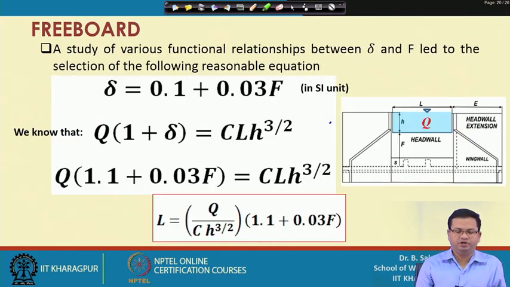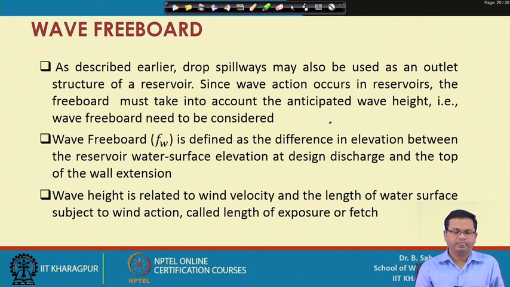For the freeboard calculation, we use this relationship: delta equal to 0.1 plus 0.03 capital F, which is an empirical relationship in SI unit, and by solving you can get L equal to Q divided by C h to the power 3 by 2 into 1.1 plus 0.03 capital F.